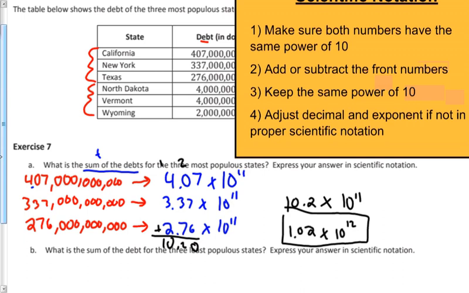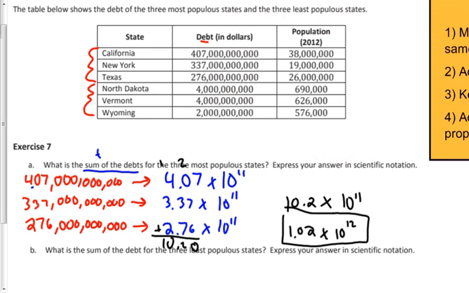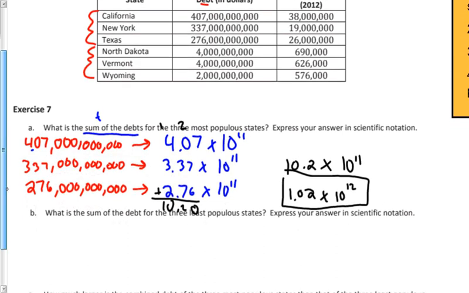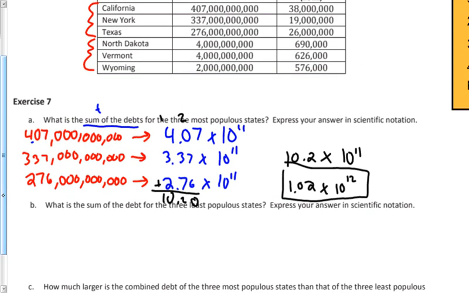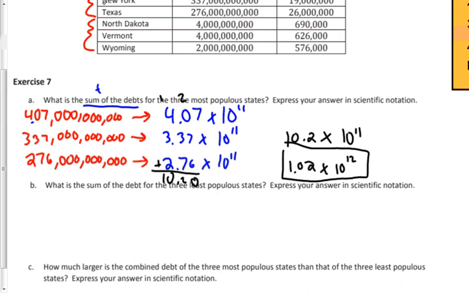So what I'd like to do now is to do it with the least populous states. We're going to do the same idea. So I'm going to rewrite those numbers in scientific notation. So I have 4, nothing after it, times 10 to the 9th power. North Vermont, I've also got 4 times 10 to the 9th power. And then Wyoming is going to be 2, and it's times 10 to the 9th power. They'll each move over 9 places.